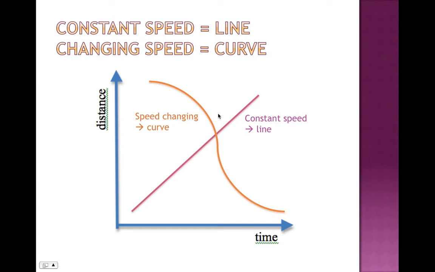Here we've got a changing curve, and that says that the speed is changing. In this particular case, we're going towards because the slope is negative, and we are speeding up because it's steeper, and then we're slowing down because it's getting less steep.